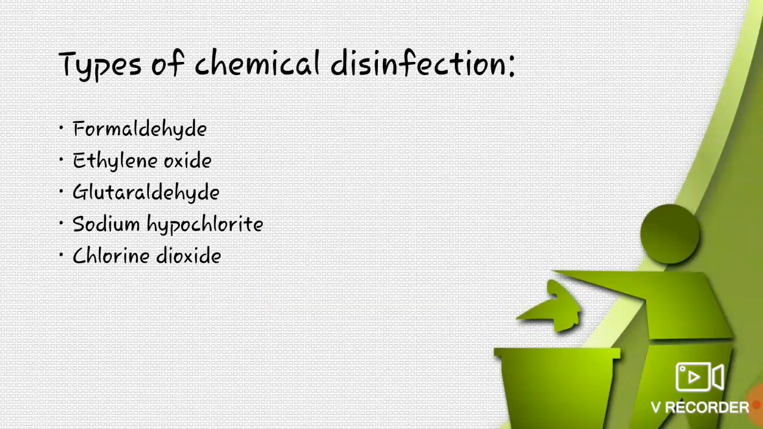Next, coming to the types of chemical disinfection. Various chemicals are used such as formaldehyde, ethylene oxide, glutaraldehyde, sodium hypochlorite, chlorine dioxide, etc. These are the chemicals which are used in a chemical disinfection plant.